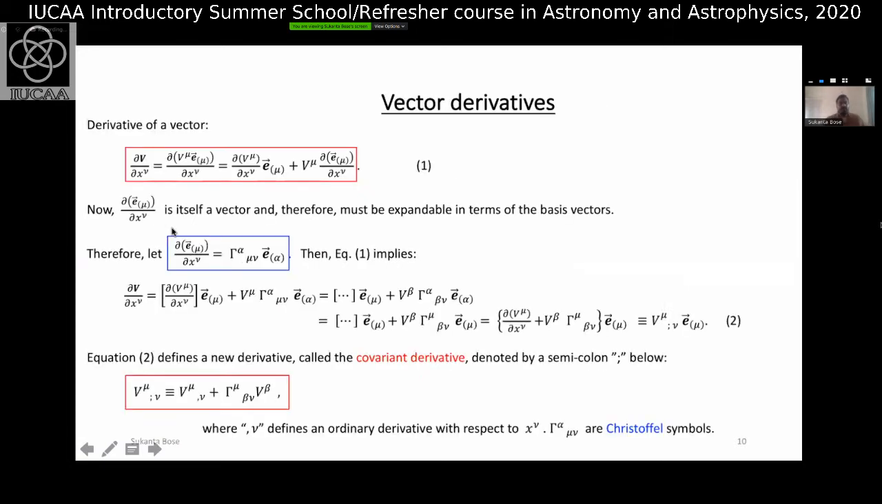Let me introduce one more symbol. I'm going to introduce all the notation simply because books use it, and it's important for you to be familiar with it. The ordinary derivative is written with a comma nu, but also sometimes written as partial nu acting on v mu. The covariant derivative is written with a semicolon nu, or also sometimes as a nabla, an inverted delta sign, with subscript nu acting on v mu.